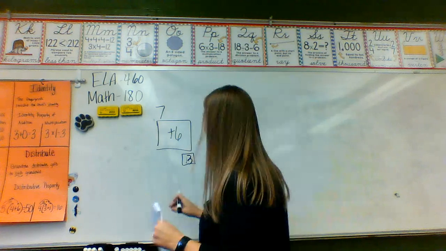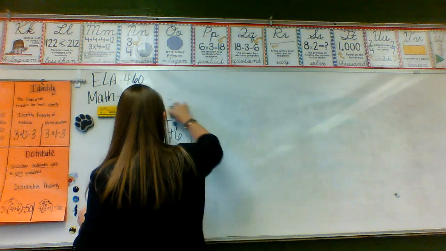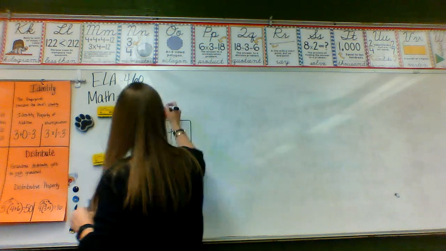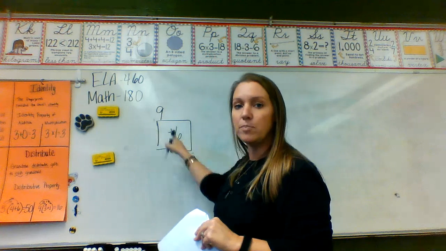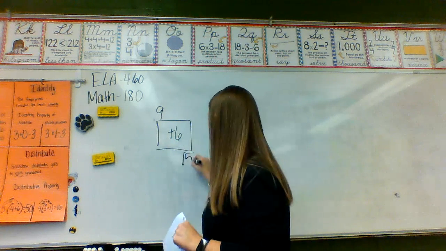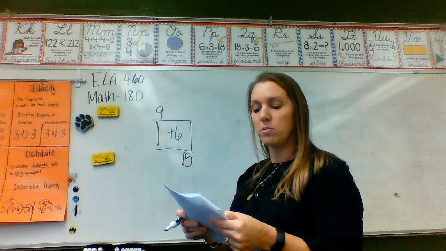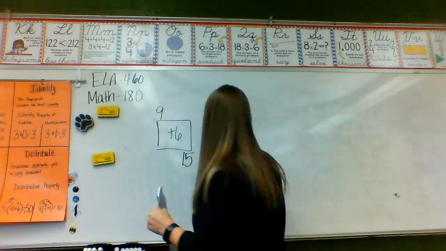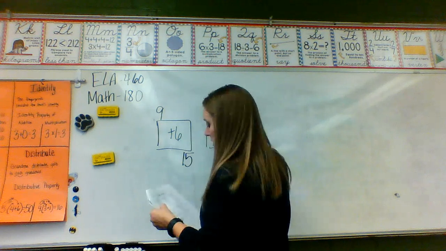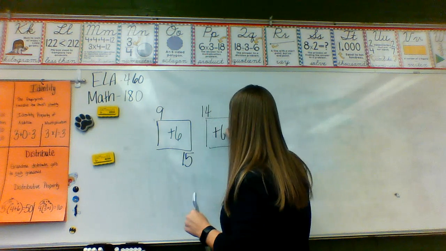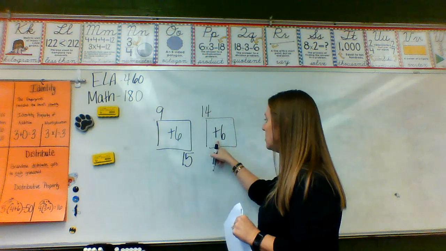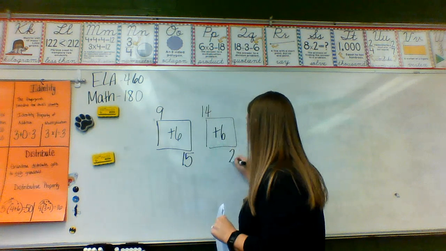Now the next one says 9. Well, I know that 9 and my rule is plus 6. So 9 plus 6 is 15. So that's going to go in my next box. My other box here has 14, and we know it's plus 6. So 14 plus 6 is 20.